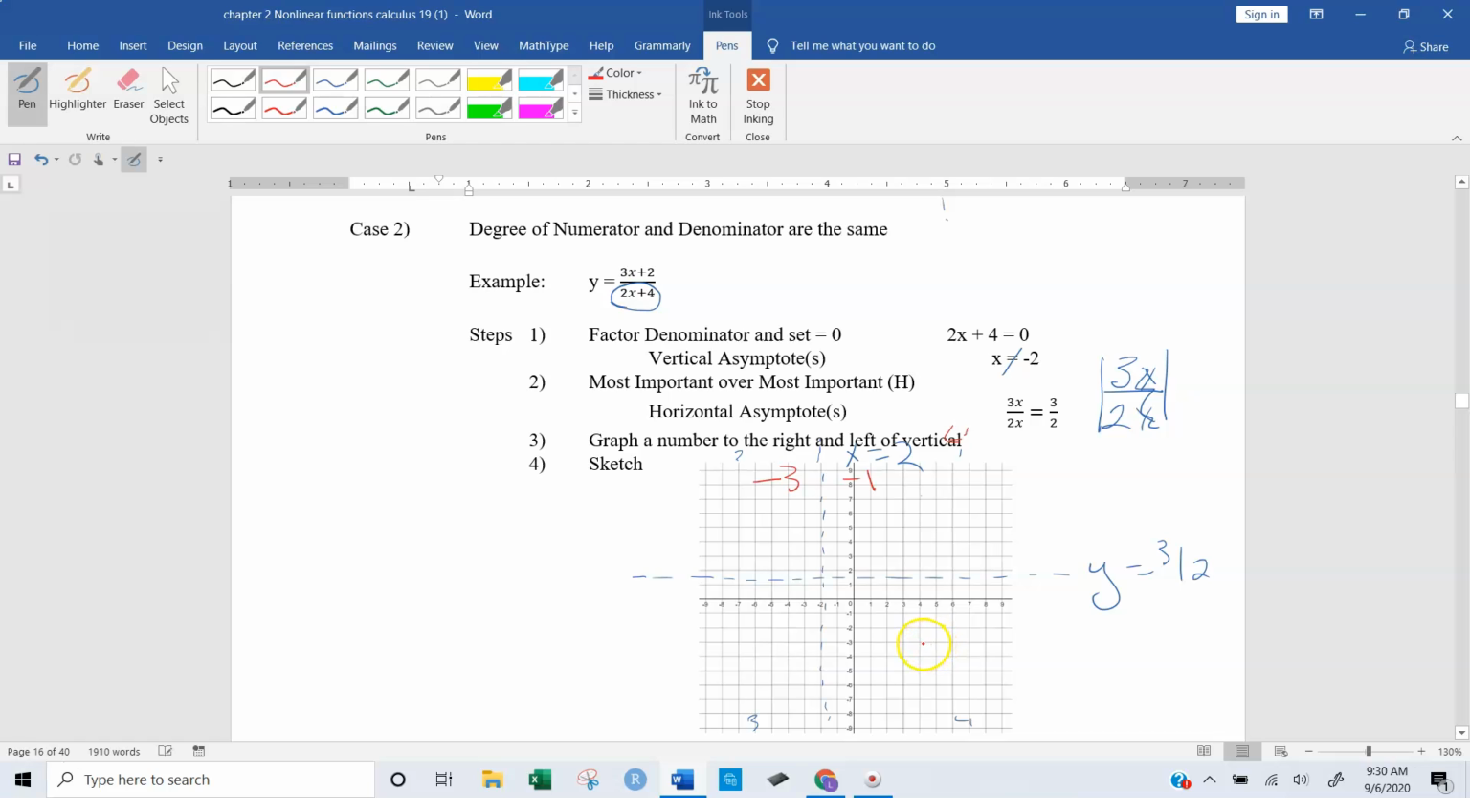You only need to graph 1 point. I don't want exact graphs. So we take -1, we plug it into our original. So we're doing 3 times -1 plus 2 over 2 times -1 plus 4. So we have -3 plus 2, which is -1, -2 plus 4, which is 2, so -1/2. So at -1, I'm at -1/2.